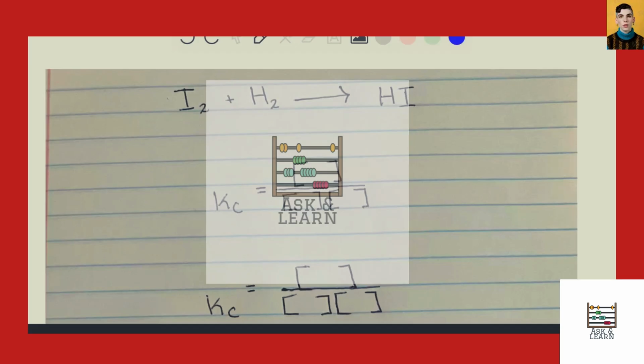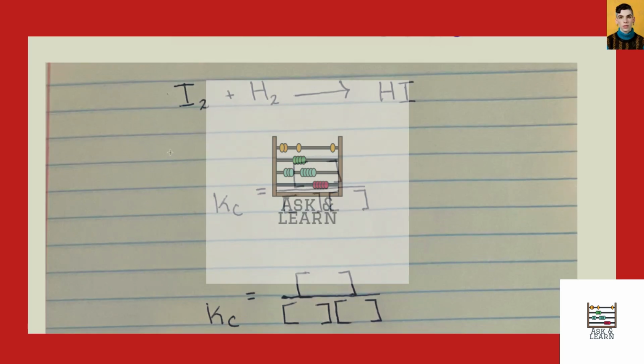Okay, so first things first, we want to write out our equation. So I have it written here. We have I2 plus H2 going to HI. And anytime we have an equation, we want to make sure it's balanced. So you see on this side, we have two I's and two H's, which means on this side, we need to put a 2 here in order to balance the equation.